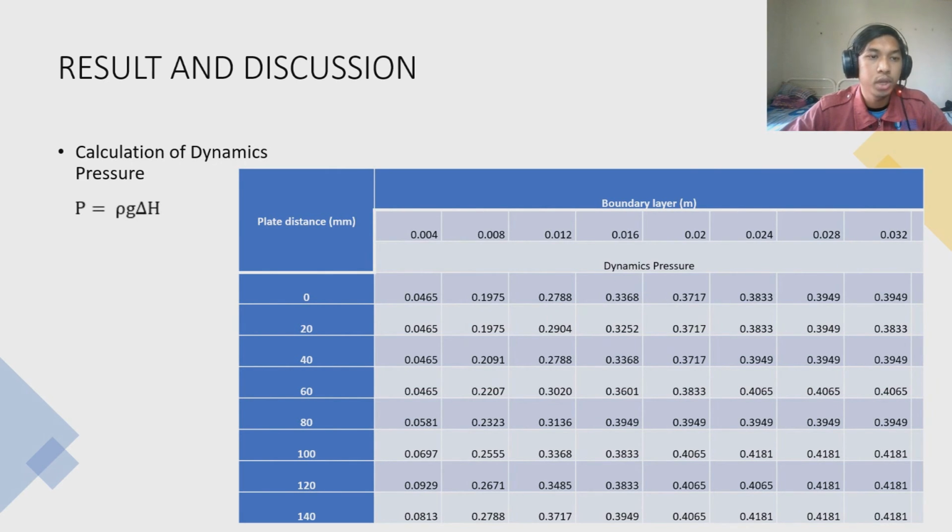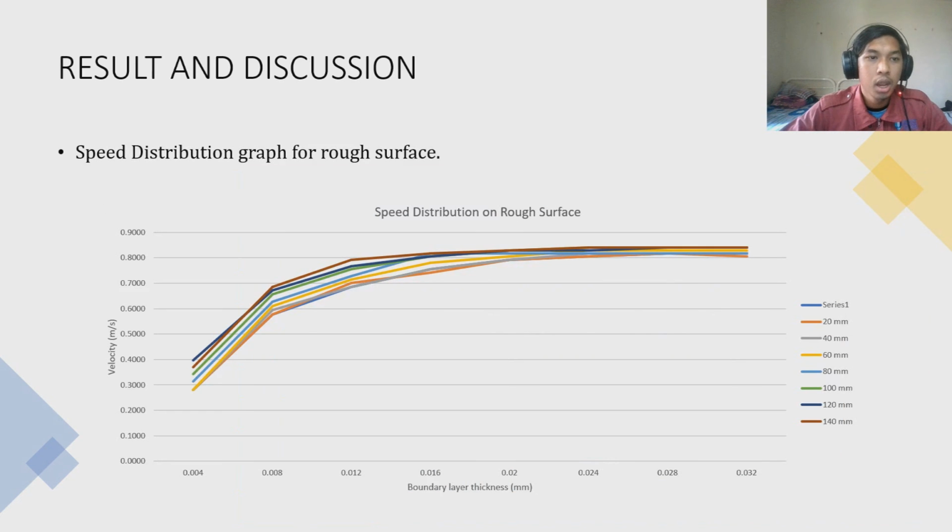So we use the formula pressure equals rho g and the difference in head. So after we calculate, the table shows the dynamic pressure result for each of the parameters. Then we plot the speed distribution graph for the rough surface, with each of the parameters in one graph.